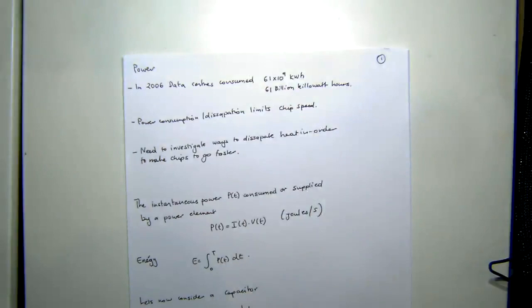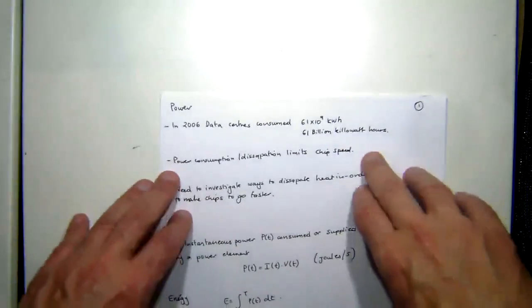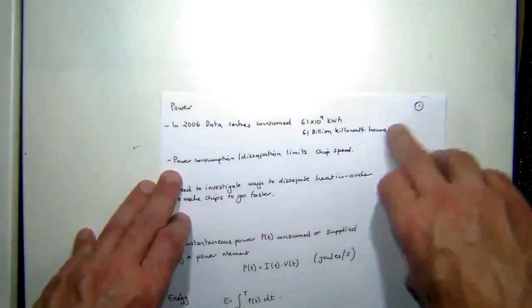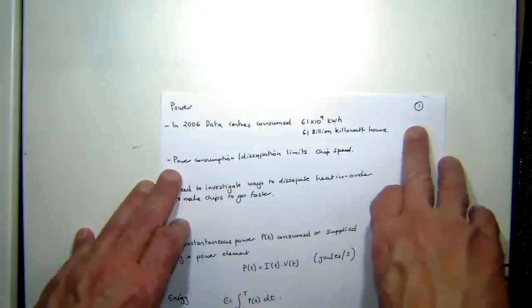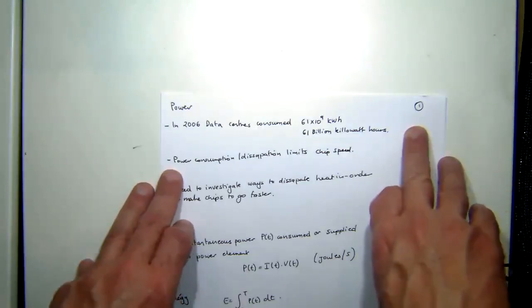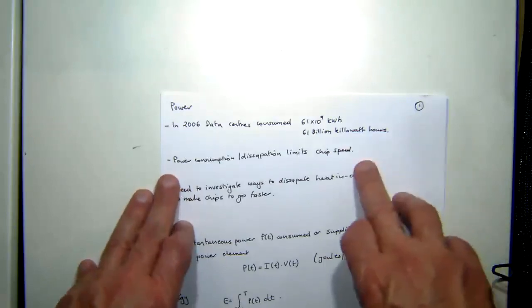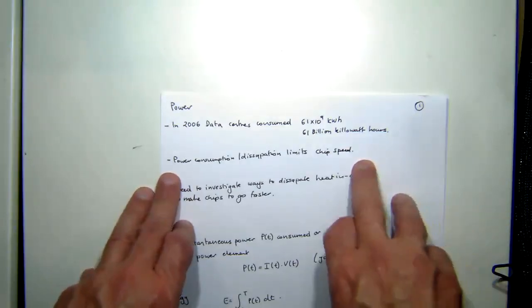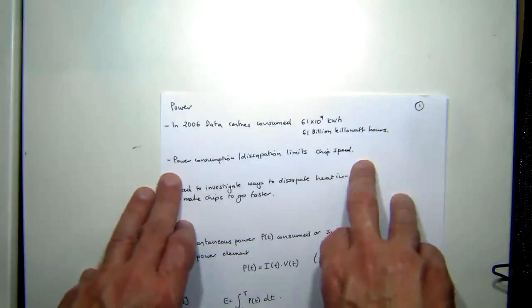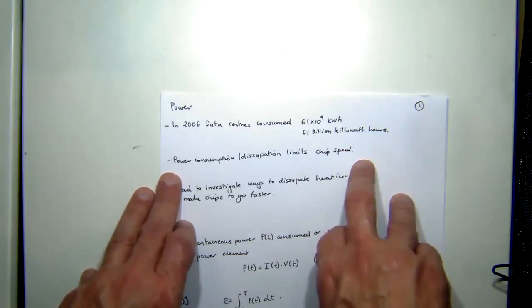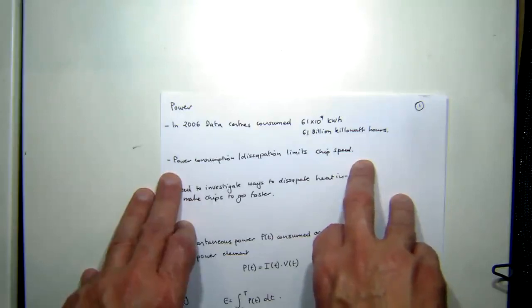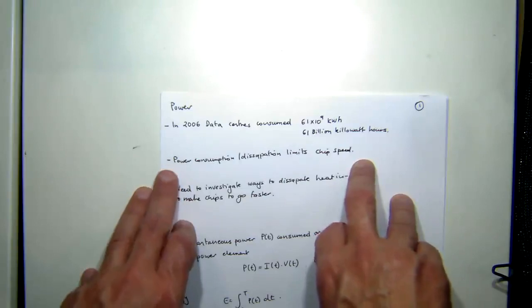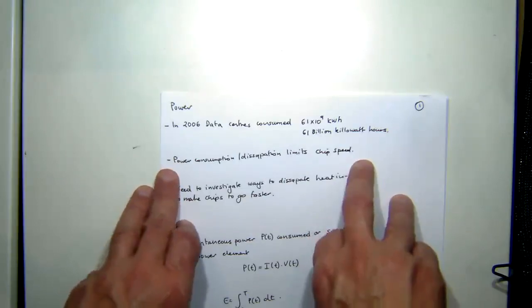right? And the reason why this is critically important, other than appealing to the environmentalists amongst you, is that power dissipation or power consumption also limits chip speed. Right? Now, can someone tell me why they believe power consumption or power dissipation would limit chip speed?